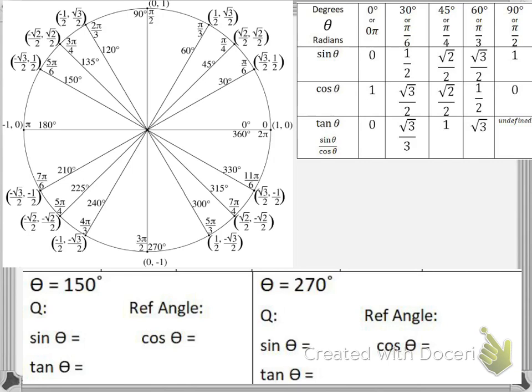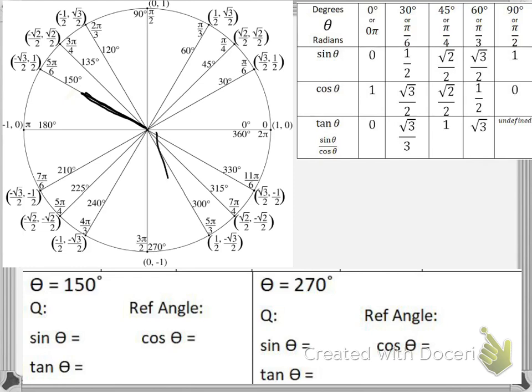So, I have the circle here, but what I really want to show you is if I only knew the first quadrant, if I didn't know any of this stuff over here, could I still figure it out? If I had an angle of 150 degrees, now I know that 150 degrees is right over here somewhere. If I had an angle of 150 degrees, first thing I would want to know is what quadrant that is in?